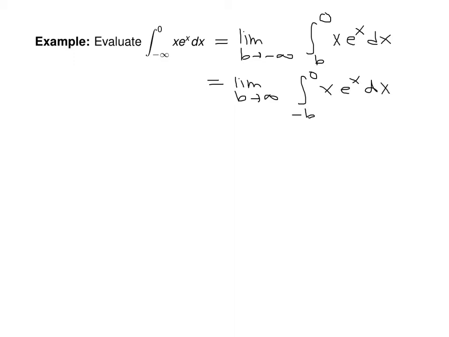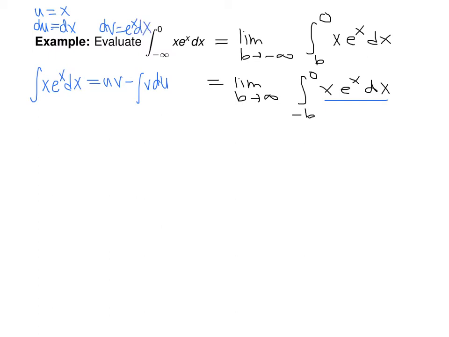Now the tricky thing is you have to actually integrate x e to the x dx, which you have to use integration by parts to do. So just on the side, let's work that out. The integral of x e to the x dx will equal uv minus the integral of v du. So if u is equal to x, du is equal to dx. And if dv is equal to e to the x dx, v is equal to e to the x.